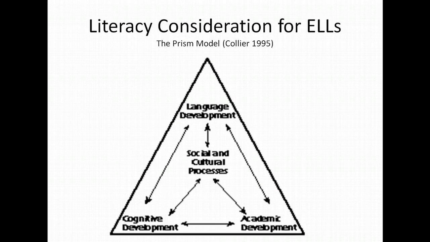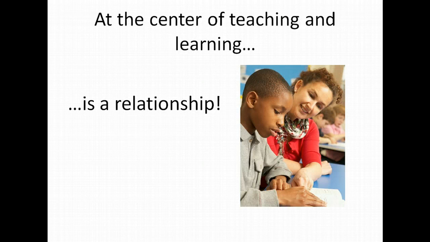Virginia Collier developed the PRISM model to describe the factors that will influence English language learners' success in school. These factors form 4 distinct categories that are interrelated and interdependent: social and cultural processes, language development, academic development, and cognitive development. But the most important factor is relationships.